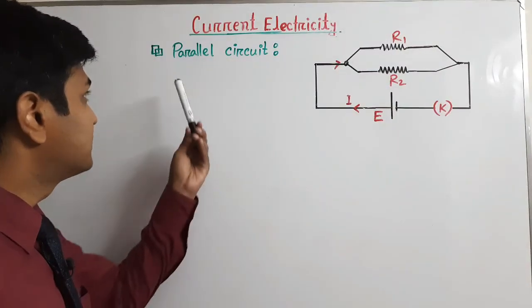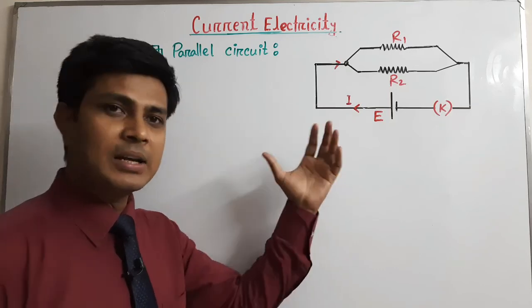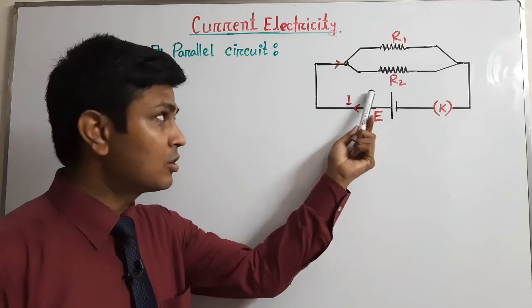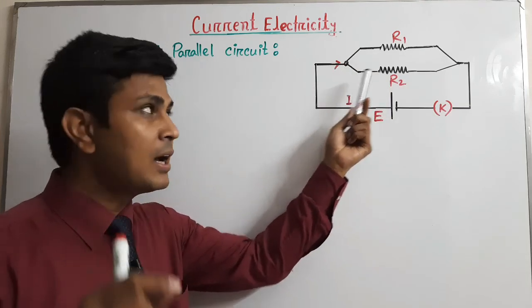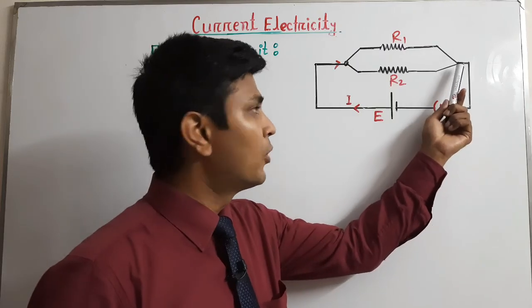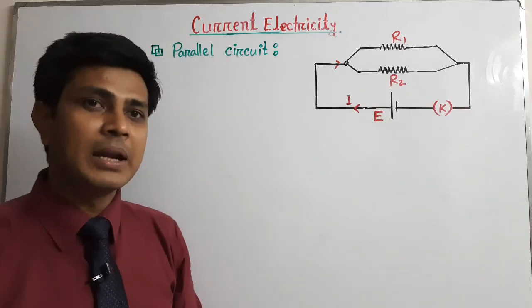Let us know what a parallel circuit is. A parallel circuit means the electronic components are connected in such a way that the first terminals of the components are connected at a single point and the second terminals of the components are connected at another common point. That type of combination or circuit is called a parallel circuit.